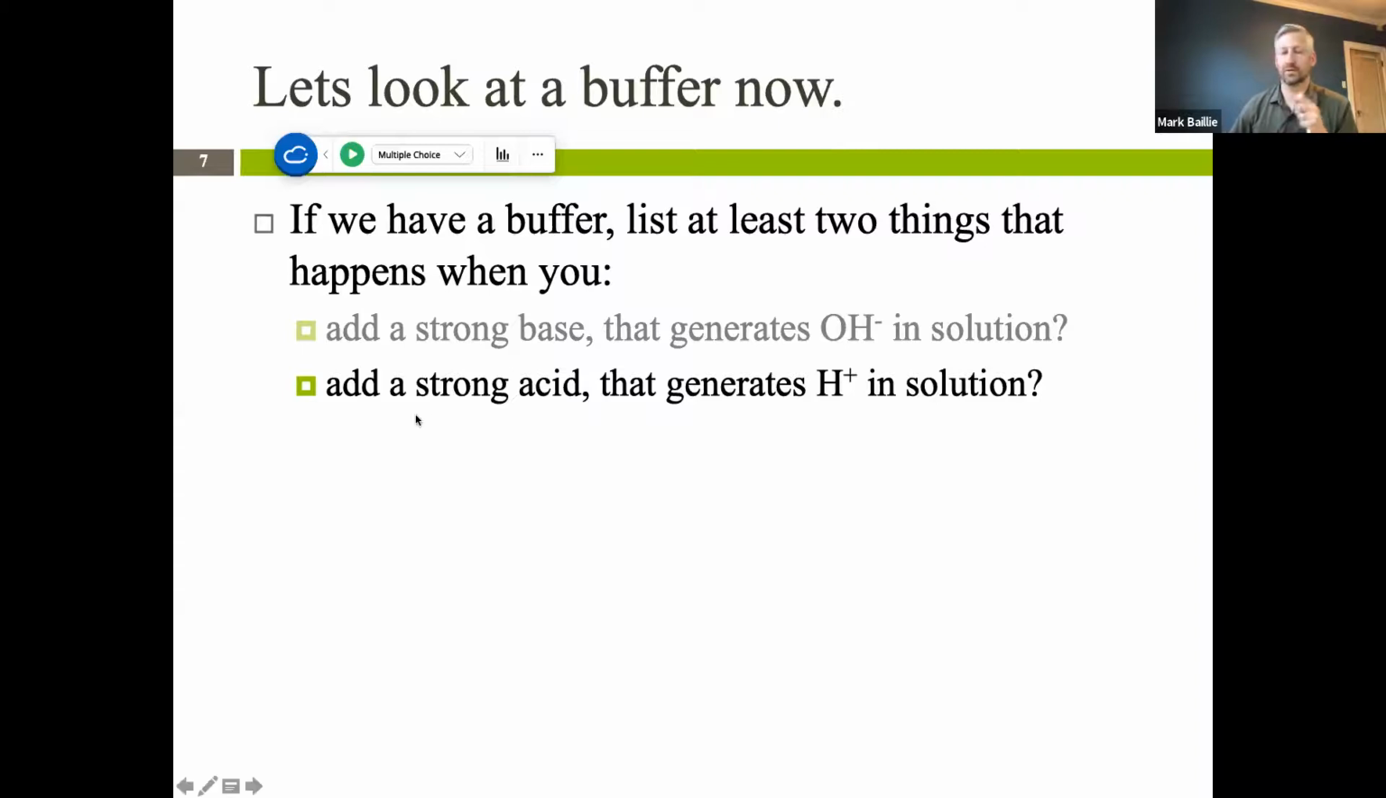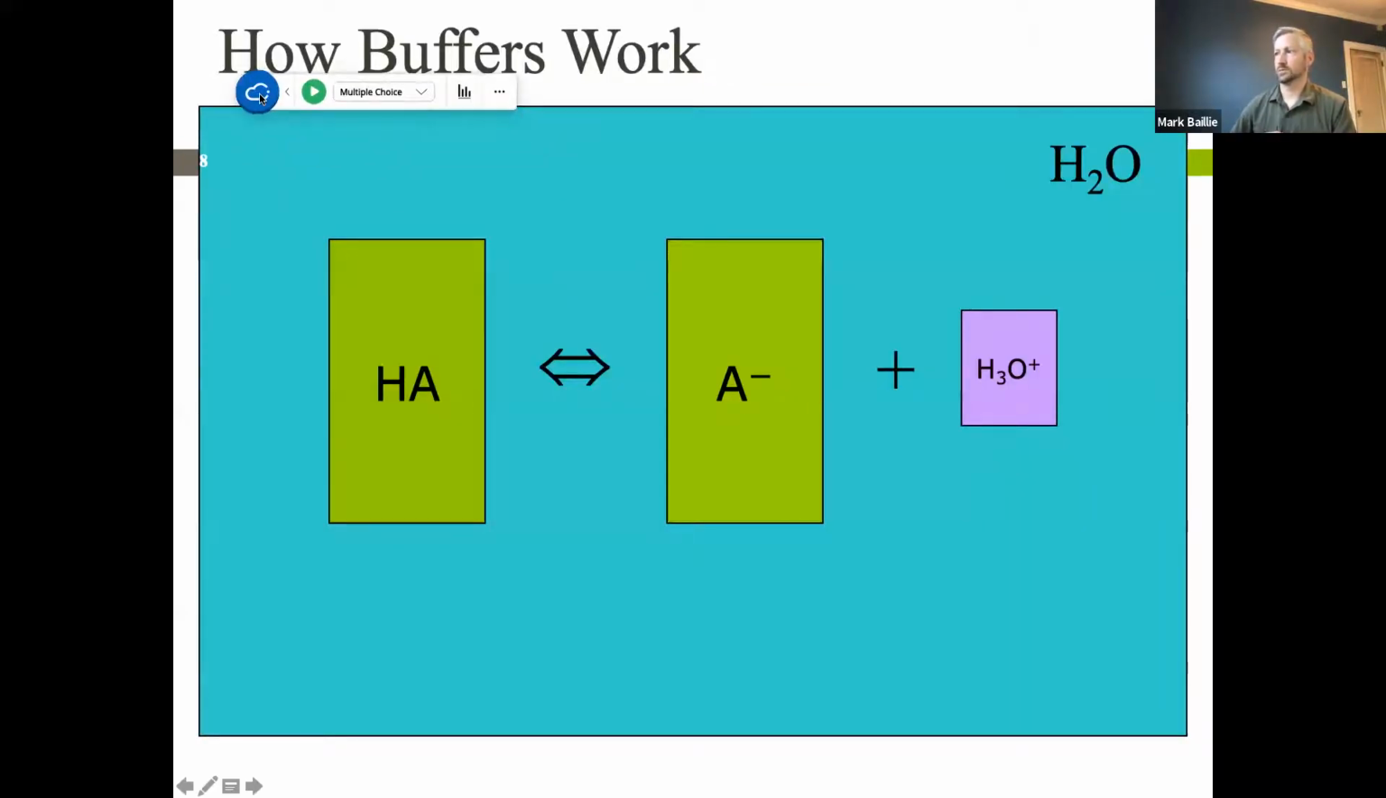So I want you to try to fill in at least two things specifically that happen that help minimize the change in pH. Okay, here's my visual. This is kind of a ghetto visual. But the point of this visual is to say that each one of these blocks represents the quantity of our weak acid conjugate base pair. The bigger the box is, the higher the concentration or the number of moles in the solution.